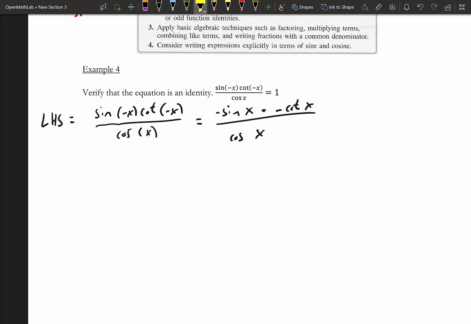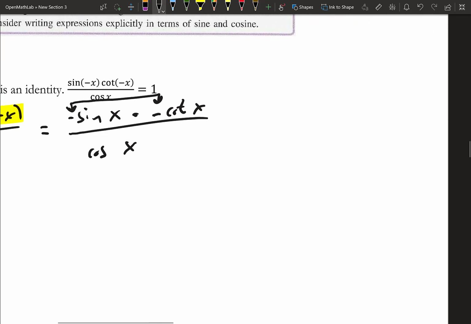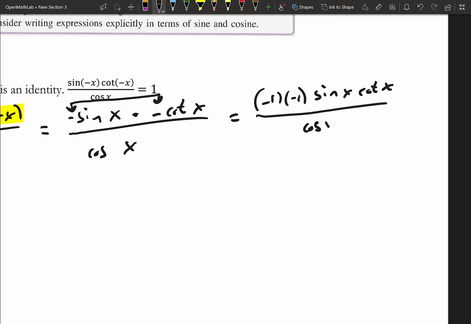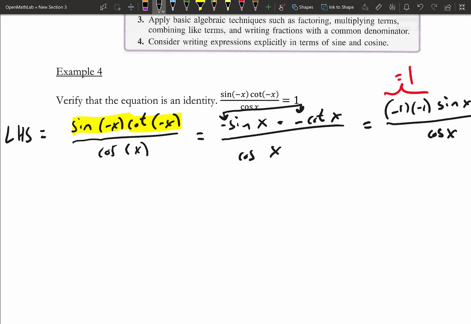All I did was substitute these two spots for their even-odd identity, and they're both odd functions. So then these two negative signs are going to cancel each other out. It's essentially like negative 1 times negative 1 times sine x times cotangent x. I can rewrite it like this. So this part is just equal to 1, so they get rid of each other. So then what we have is sine x times cotangent x all divided by cosine x.